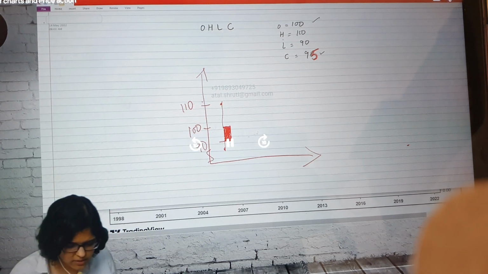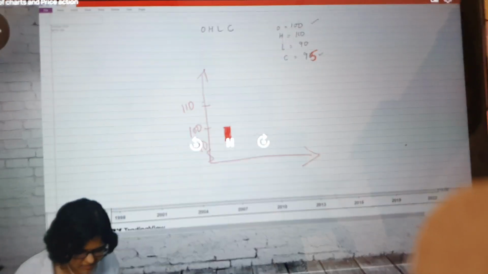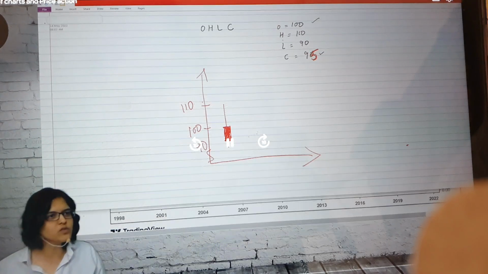And its high point is 110. High point is 110. Assume this is a vertical line. Much better. And low is 90. Have you understood this? Yes.